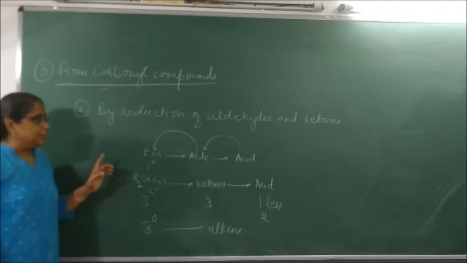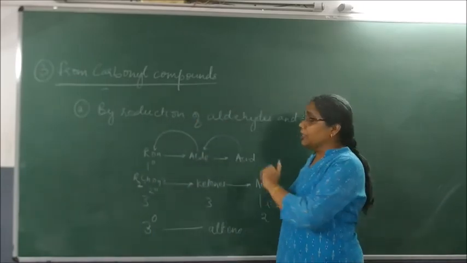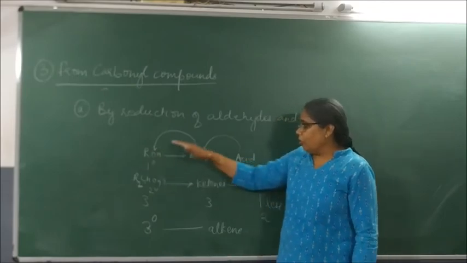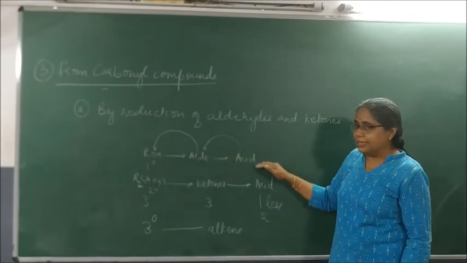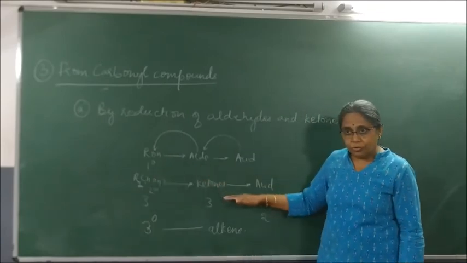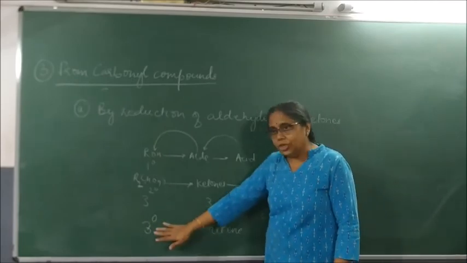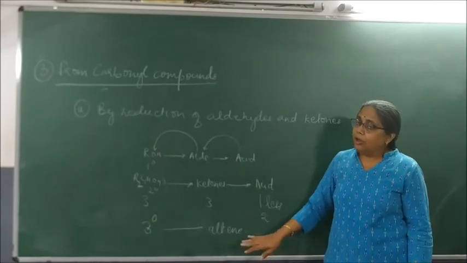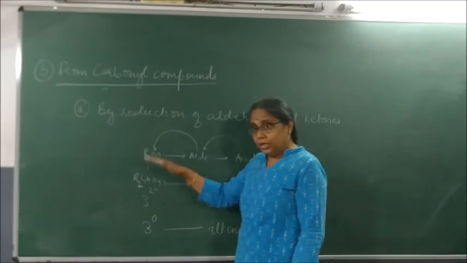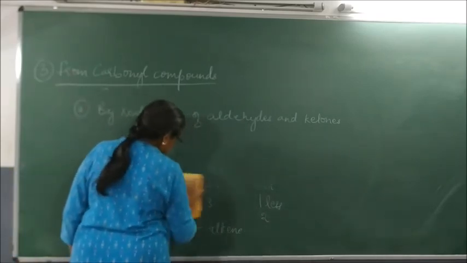So always understand alcohol on oxidation gives aldehyde. Aldehydes on reduction will give alcohol. Primary alcohol on oxidation gives aldehyde and an acid containing the same number of carbon atoms. Secondary alcohol will give ketone and an acid containing one less carbon atom. Tertiary alcohols are difficult to oxidize; on oxidation they will give alkene. Clear? So now the reverse part we will study: reduction of aldehydes and ketones.